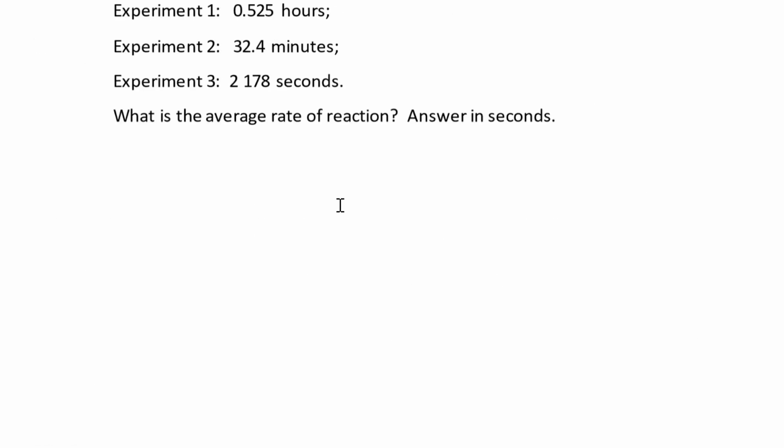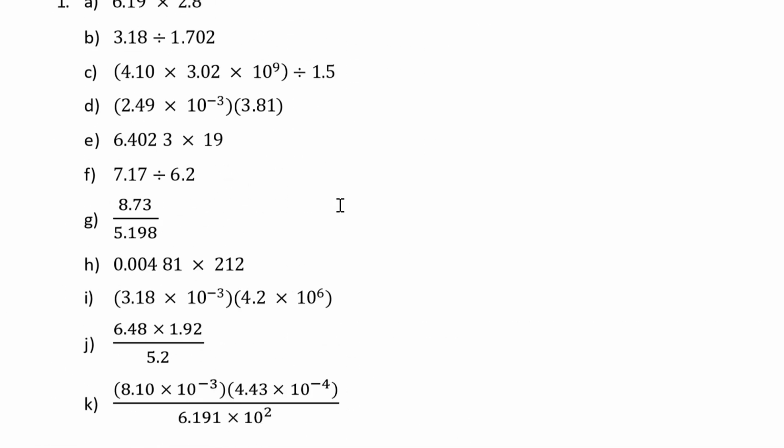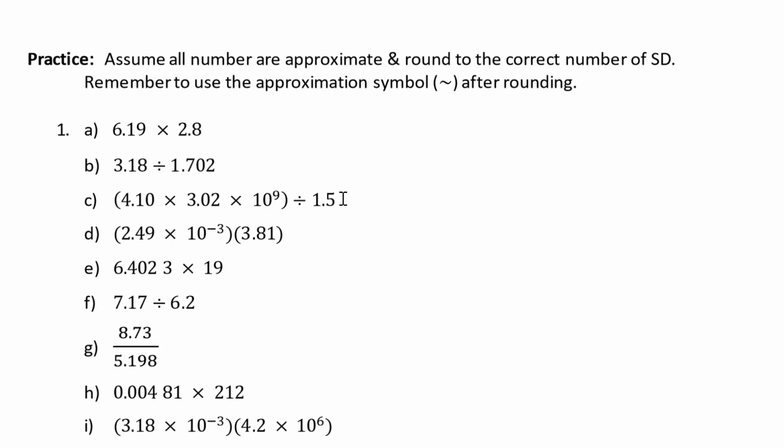So what I want you to do here is I want you to do these operations, assume all the numbers are measured numbers, they're approximate, and round off to the correct number of significant digits. Remember, when we're multiplying or dividing, we go with the fewest number of significant figures. When we're adding or subtracting, we go with the fewest number of decimal places. And with combined operations, you have to track it throughout. But a common theme across the board is do not round off until your final answer.